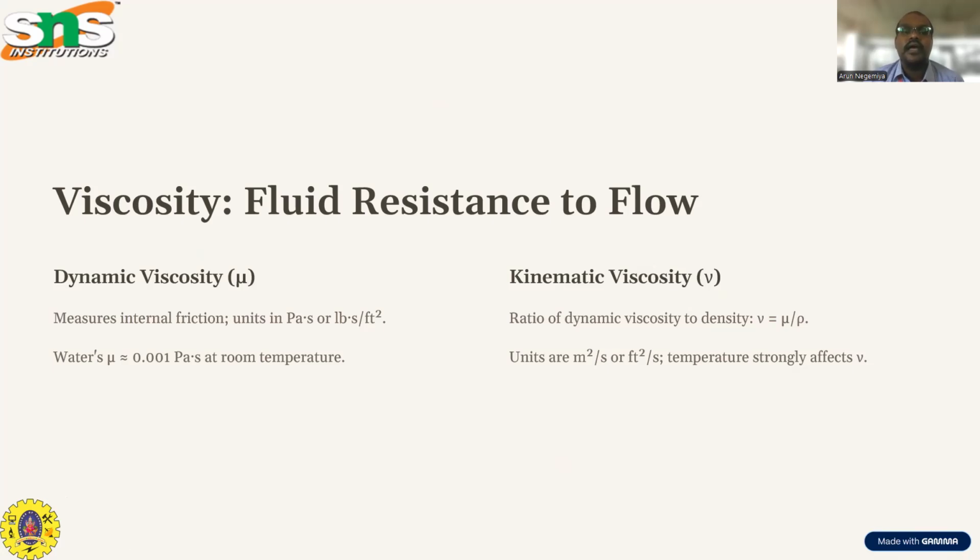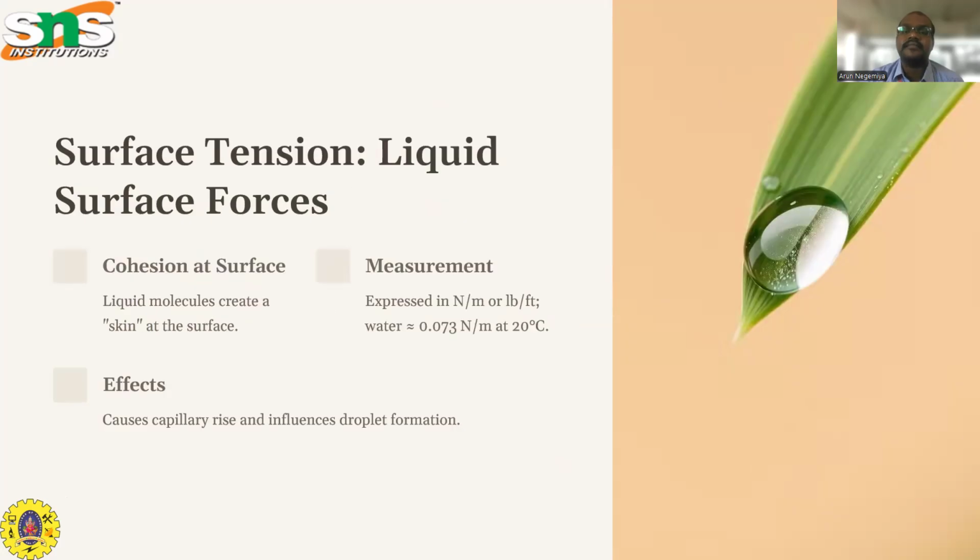Dynamic viscosity is useful to measure the internal friction, and the unit is Pascal. Generally the dynamic viscosity of water is 0.01 Pascal. Next one is the kinematic viscosity. It is defined as the ratio of dynamic viscosity to density, that is nu equal to mu by rho. The unit is meter squared per second.